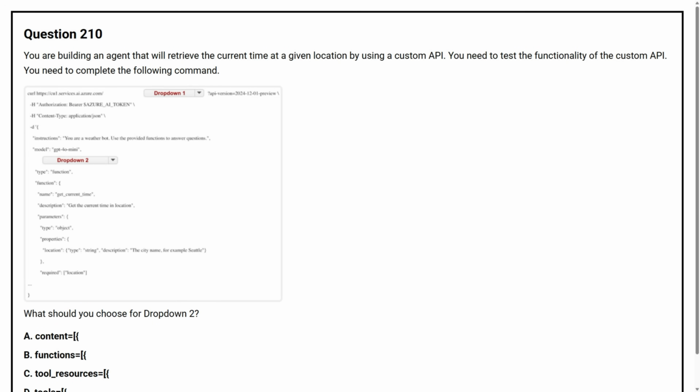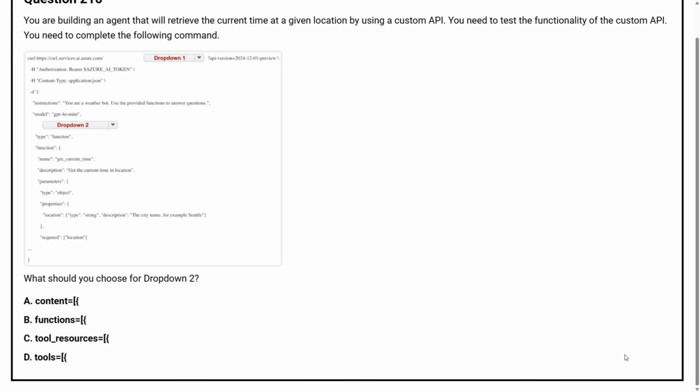Question number 210. You are building an agent that will retrieve the current time at a given location by using a custom API. You need to test the functionality of the custom API. You need to complete the following command. What should you choose for drop-down 2?